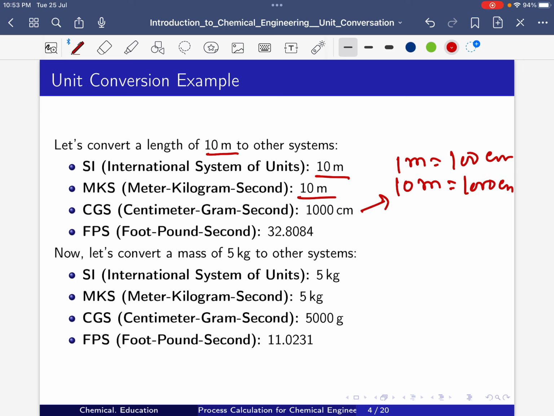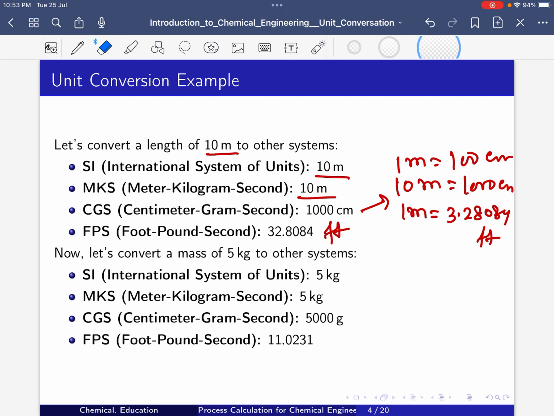Now we know 1 meter is equal to 3.28084 feet, so 10 meter will be that many feet. So we can do that if we know the base unit. I told you that the first table we have to remember and learn by heart. If you remember everything, we can convert easily.